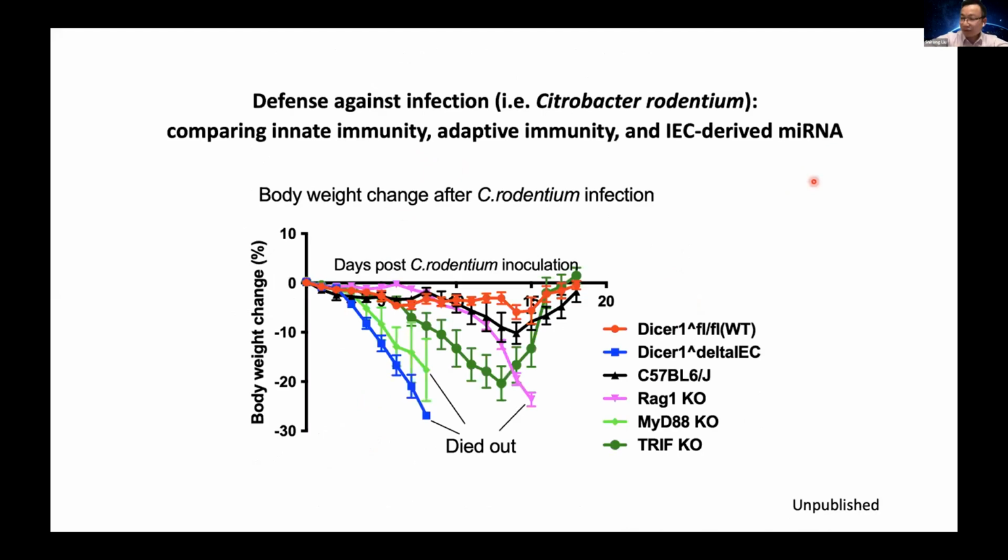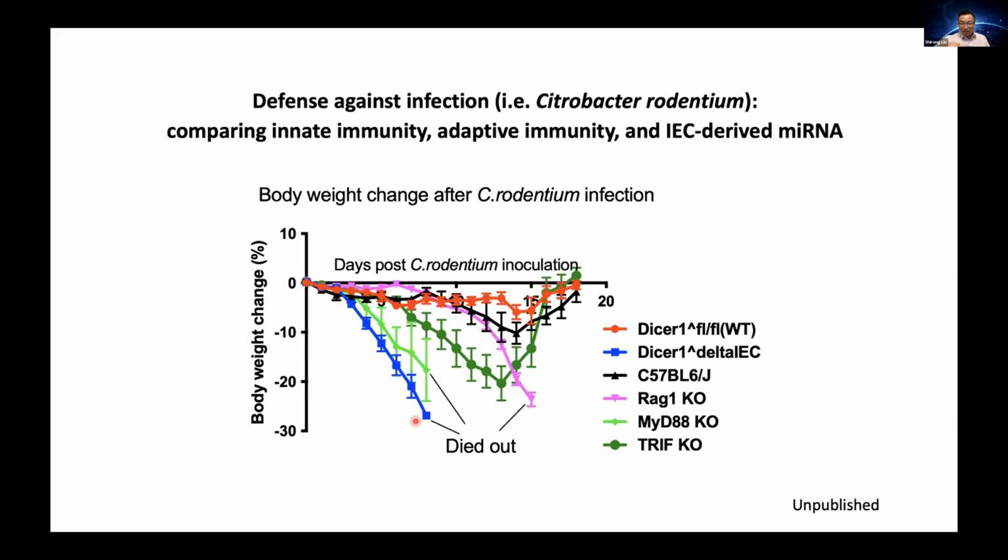So come back to the question. I was curious which system is more important: innate immunity, adaptive immunity, or here the microRNA in the gut. So we use the infectious bacterial infection model. We infect the mice with Citrobacter. We compare the wild type B6 mice or the wild type littermate mice with the gut epithelial cell Dicer knockout mice. We also compare to the Rag1 knockout mice and Myd88 knockout mice.